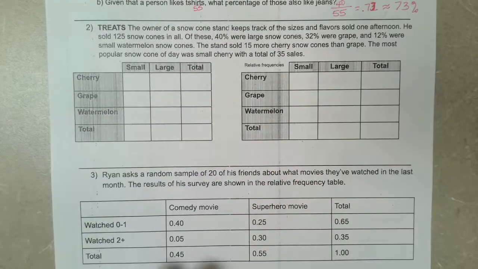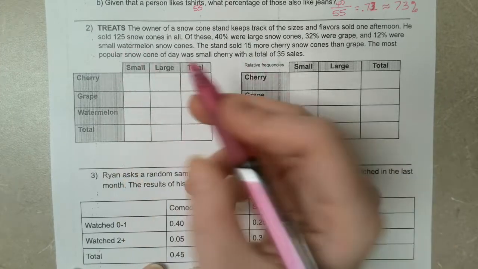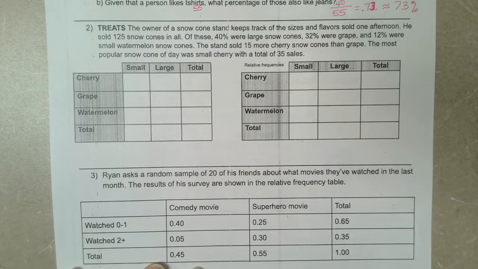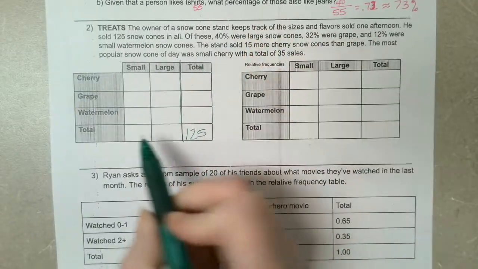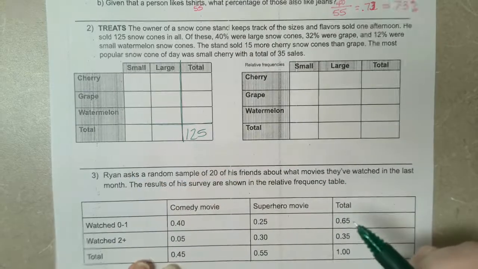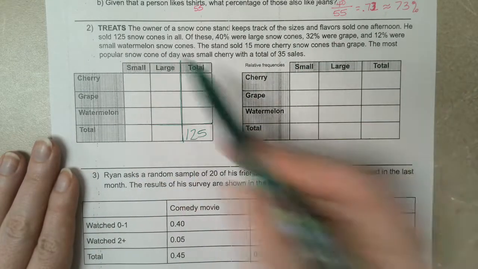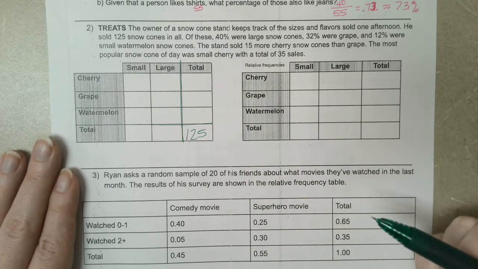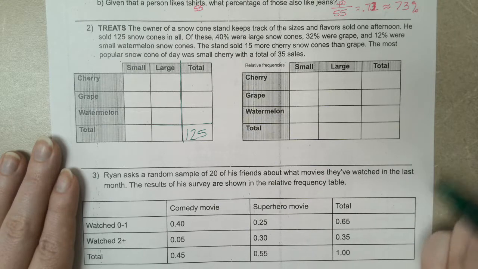Treats. The owner of a snow cone stand keeps track of the sizes and flavors sold one afternoon. He sells 125 snow cones in all. So that's going to be my total here. Remember that your totals are along the edges of the table. Of these, 40% were large snow cones, 32% were grape, and 12% were small watermelon snow cones. The stand sold 15 more cherry than grape. The most popular snow cone of the day was a small cherry with a total of 35 sales.